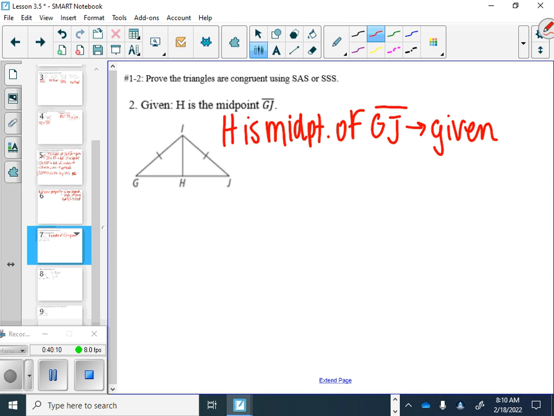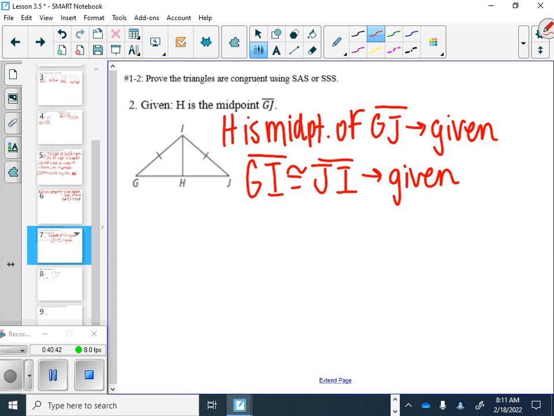Anything else I was given? GI and JI are congruent. It didn't specifically state it, but notice I've got tick marks, so the picture is already telling me that those are congruent. So GI and JI are congruent, also because I was given that.